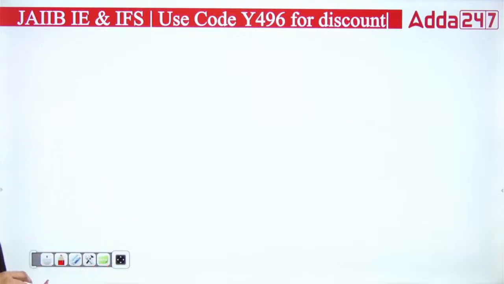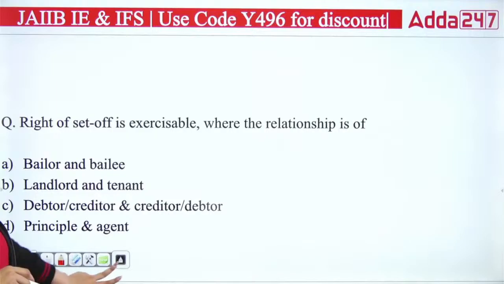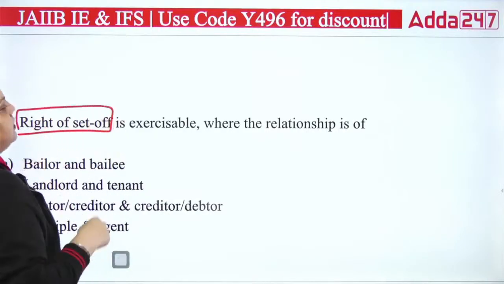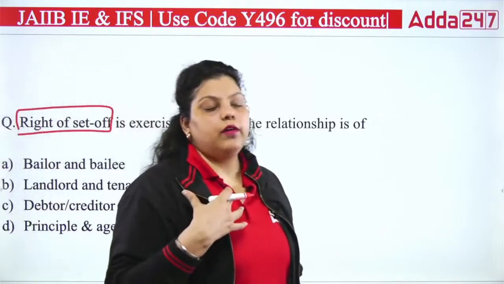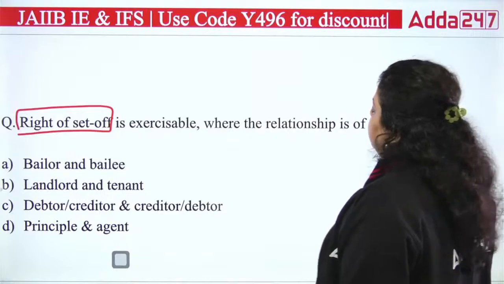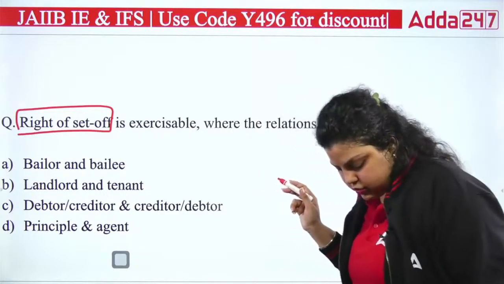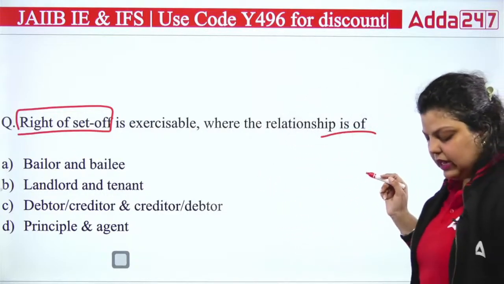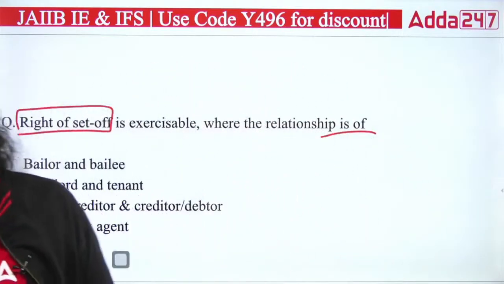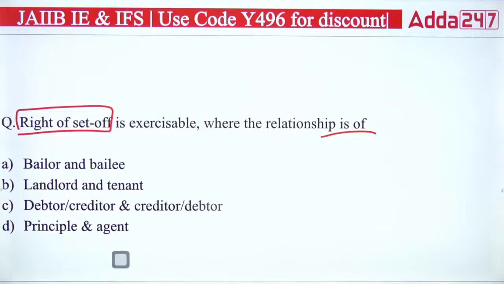Okay, next question. Next we have write off set off. That's one of the relationships or one of the duties of a bank, right? That write off set off is exercisable where the relationship is of dash. So when a bank can perform the write off set off duty, in which kind of relationship can it be performed? In a bailee relationship, in landlord tenant relationship, in debtor creditor or creditor debtor, or principal and agent.